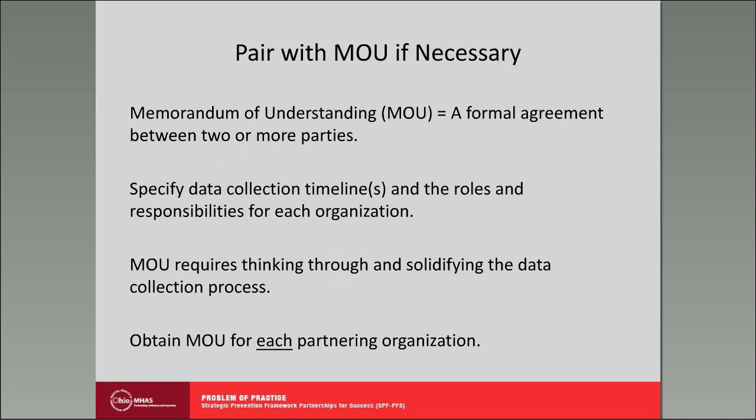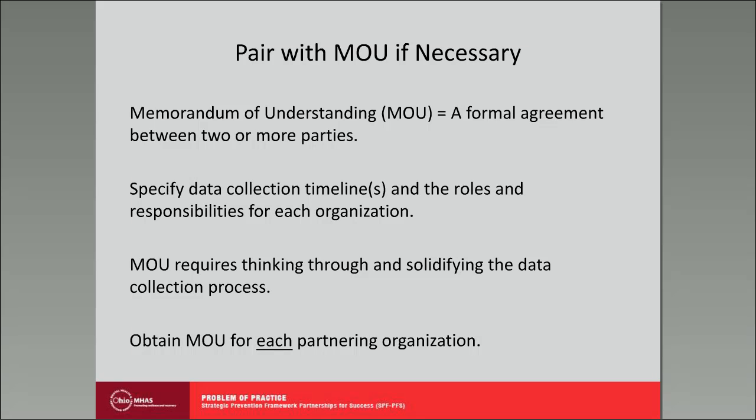If necessary, it's recommended to use an MOU. So a memorandum of understanding, that's a formal agreement between two or more parties. Collecting that 18 to 25-year-old data tends to be difficult. And oftentimes coalitions find that they need to pair or partner with another organization to be successful in collecting a wide range of data. The MOU allows you to specify the data collection timelines, the roles and responsibilities that each organization is going to play for the data collection process.